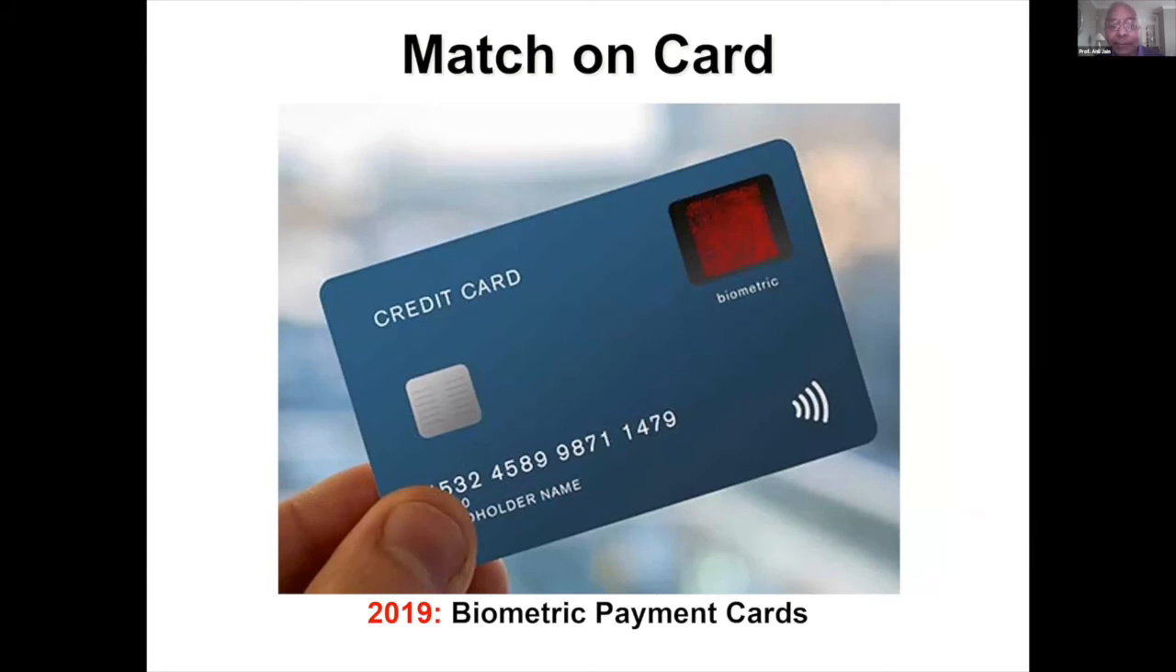And now credit card companies are looking into what is referred to as match on card. That means you store your fingerprint template on the card, and you have a reader on the card, and all the matching is done on the card itself. That is, your fingerprint never leaves. And then a Bluetooth communication tells yes or no when you put your finger on the reader.